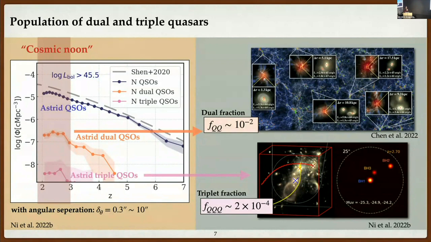Roughly, we predict 1% of the quasars at cosmic noon are in dual systems, and the fraction of triple quasar systems is on the order of 10^-4. Potentially, probably the most interesting feature for those quasar multiplet systems is their potential to merge.